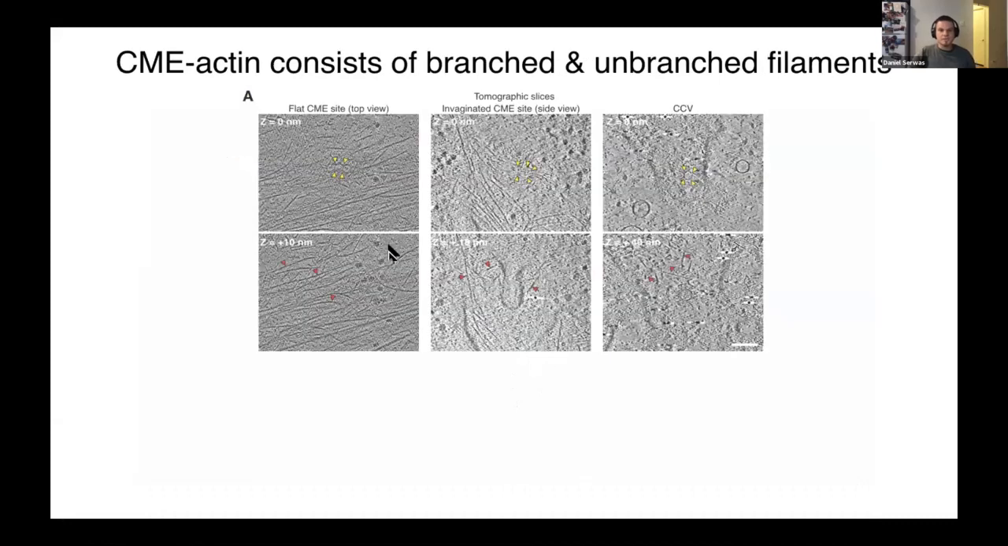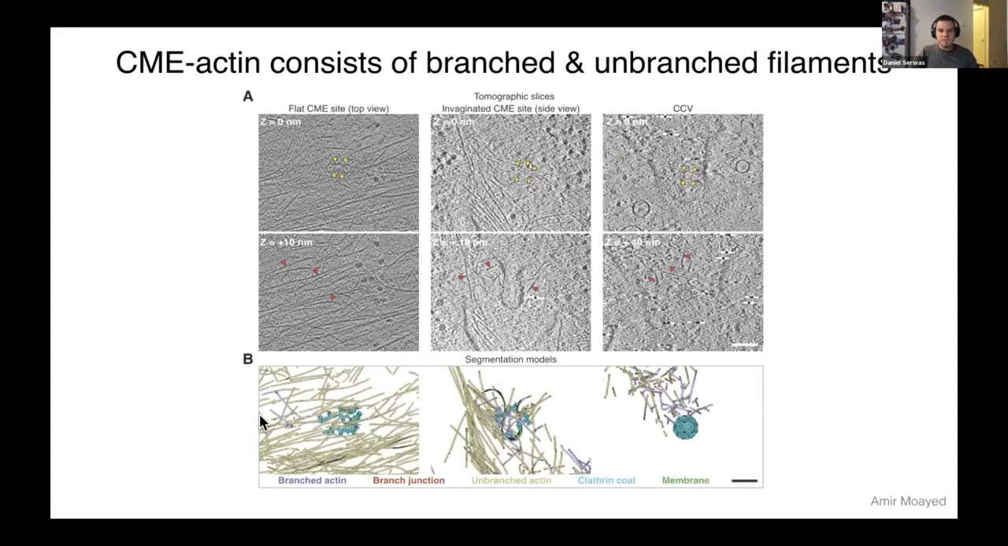We obtain tomograms of different stages of endocytosis, so we can classify them based on the membrane shape. So flat CME sites or early CME sites, these invaginated sites, and these clathrin-coated vesicles I just showed you before. And here are the corresponding segmentation models. I produced them together with my undergraduate student, Amir, and we just helped to reduce bias during the manual tracing.